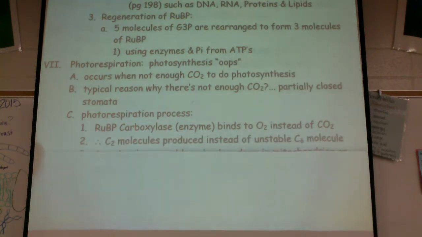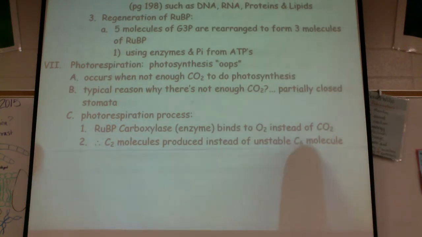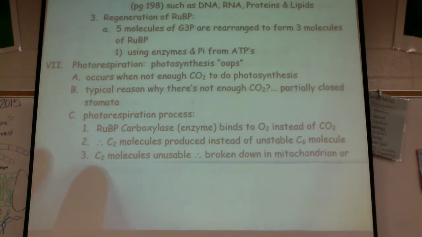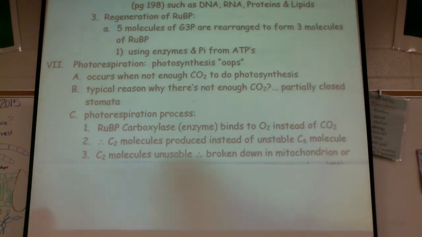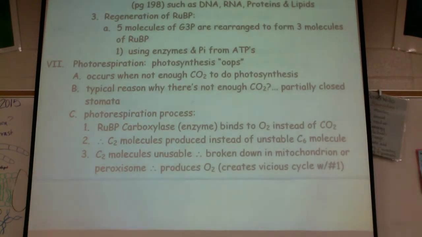So then you get C2 molecules instead of this unstable C6. Screws everything up. You don't get to do the Calvin cycle now. What happens is these C2 molecules are useless. So they get pumped to the mitochondrion so they can get broken down, or they get pumped to a peroxisome, and so it gets more oxygen. That actually causes this really nasty vicious cycle so that plants can basically starve themselves to death. Okay, and that's a problem.